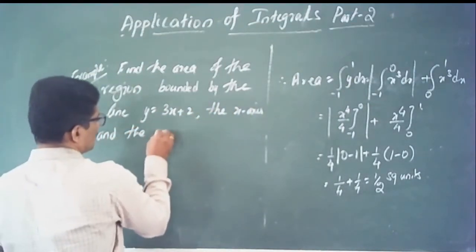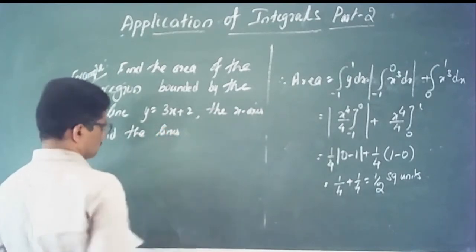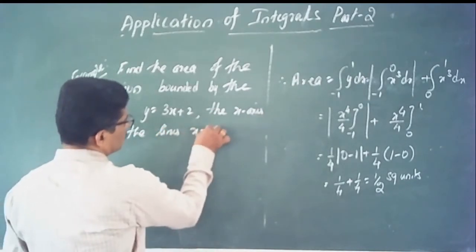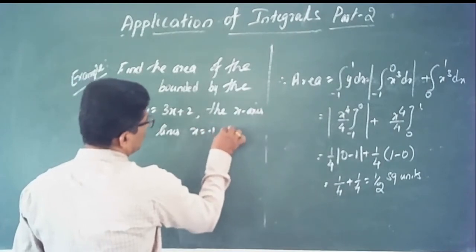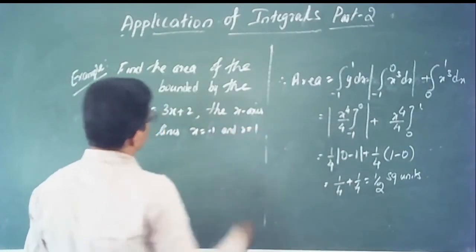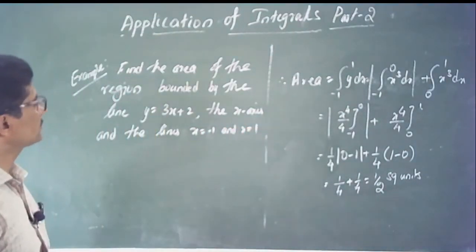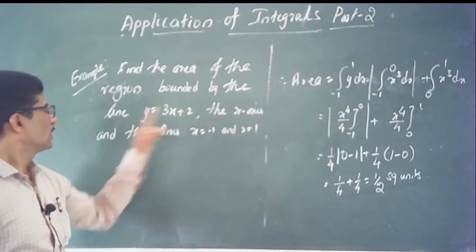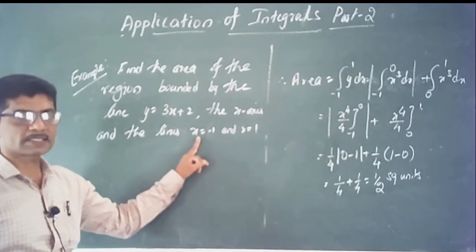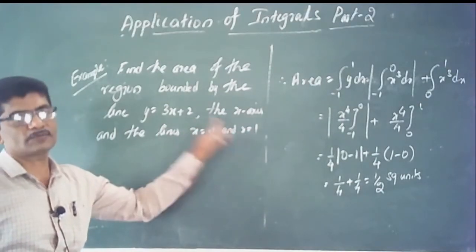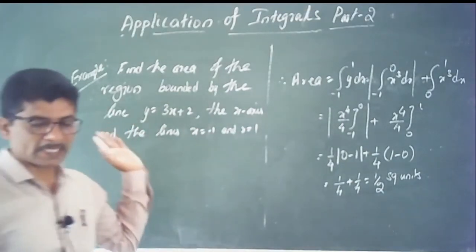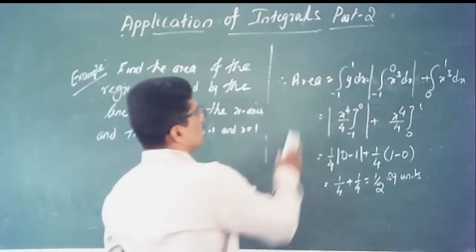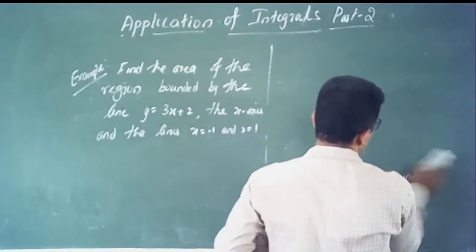The lines x equal to -1 and x is equal to +1. Find the area of the regions bounded by the line y is equal to 3x plus 2 and the x-axis and the lines x equal to -1 and x equal to +1. These are similar type of problems. Here also, first draw the figure.